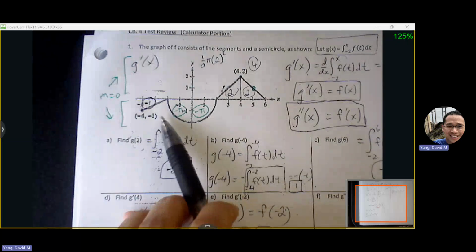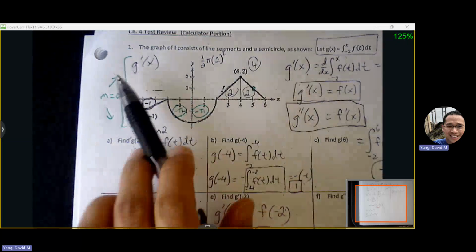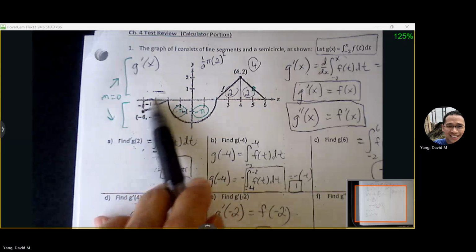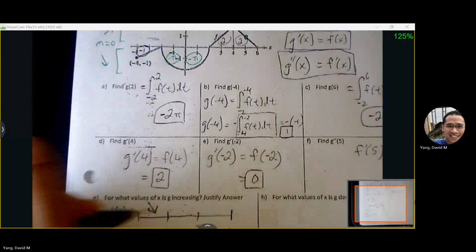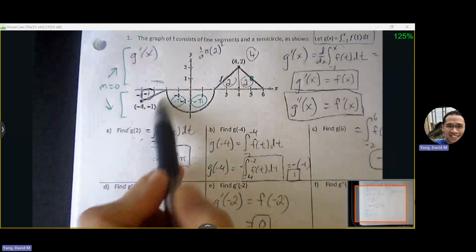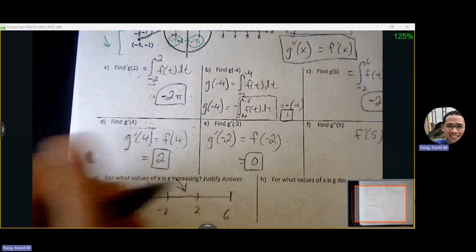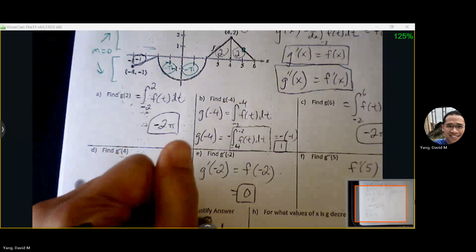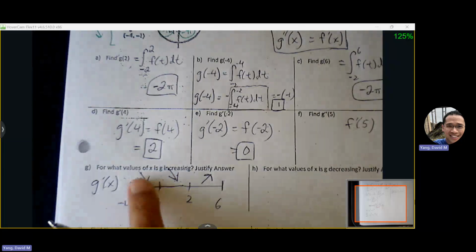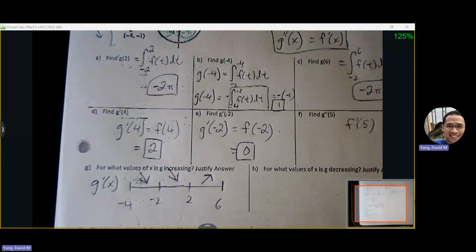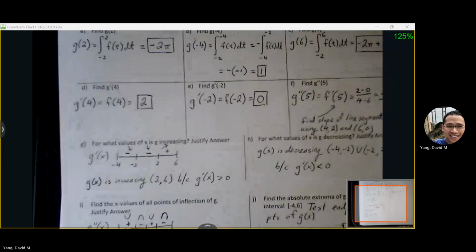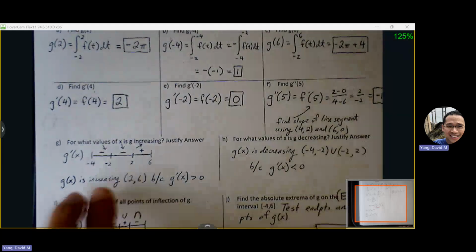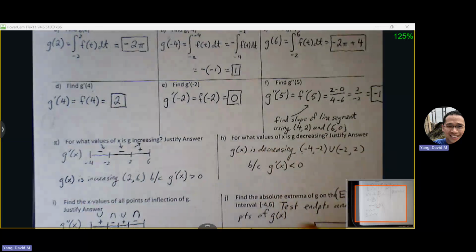We look at where our graph is located. Below means negative slope, above means positive slope. So below is negative slope. From -2 to 2, also below the x-axis, so also negative slope. And then from 2 to 6, above the x-axis, positive slope. So we can say our graph is increasing in this interval, from 2 to 6. And likewise, we can say decreasing in these two intervals because we see the down arrow. So that can be for part H.